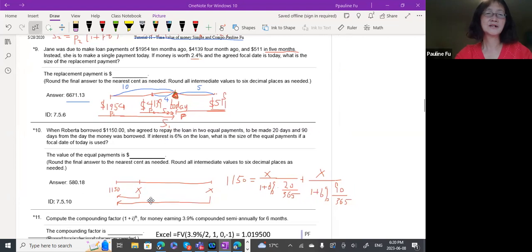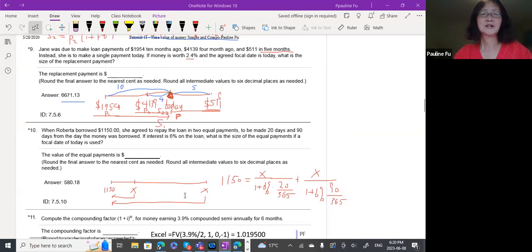Next question 9. Question 9 is a little bit complicated. So we go slow for question 9. When you read the question, maybe you want to refer to this diagram to help you understand the questions. Okay, let's start question 9.